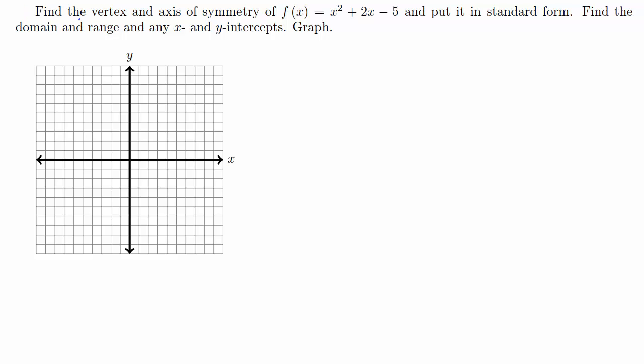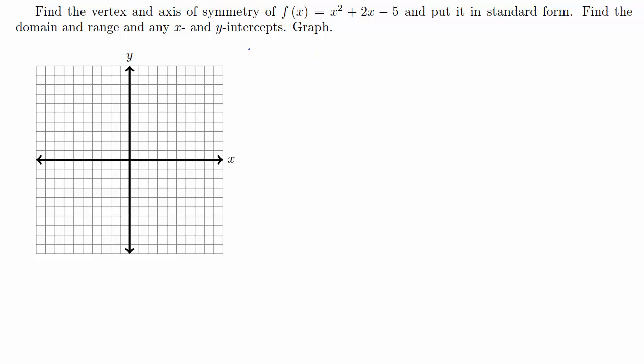Hello. In this video, we're going to find the vertex and axis of symmetry of f of x equals x squared plus 2x minus 5 and put it in standard form. Then we're going to find the domain and range and any x and y intercepts. Then we're going to graph it.